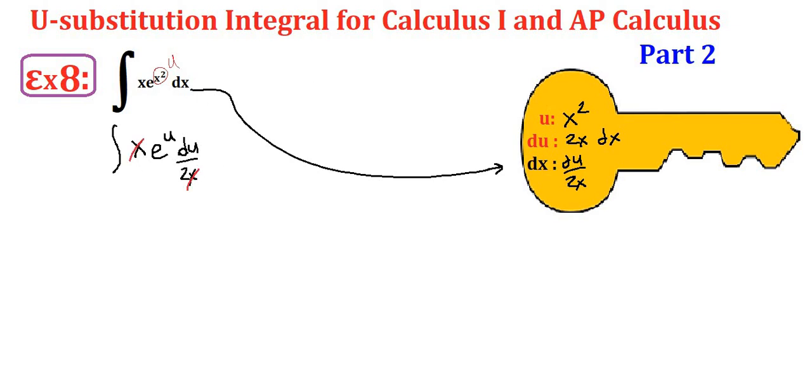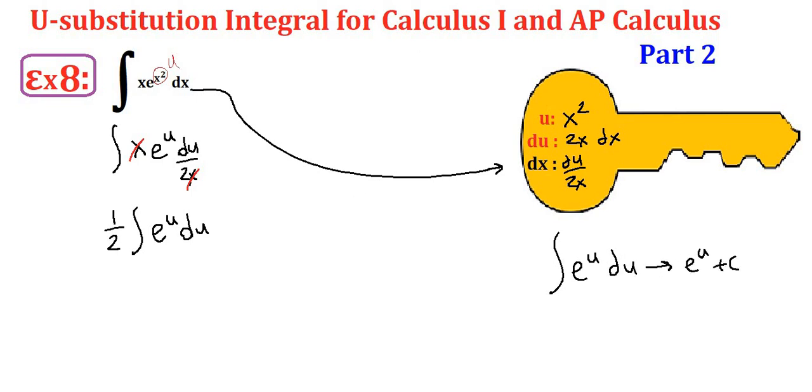The x's cancel out, and if you pull 2 in front of the integral sign, which is going to be 1/2 because this is in the denominator, e to the u du. The integral of e to the u is e to the u. So we have 1/2 e to the u plus c, and if you bring u back, you obtain 1/2 e to the x squared plus c.